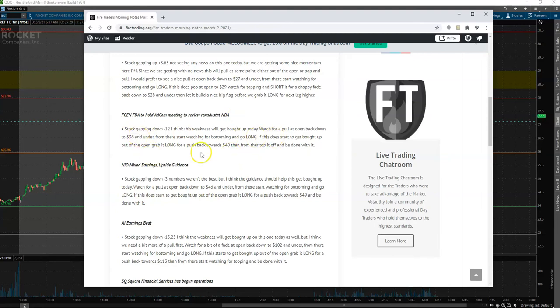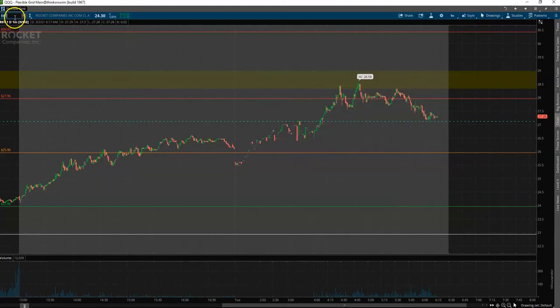If this does start to get bought up out of the open, you guys grab it long for a quick pop to 40 and then top it off and be done with it from there.